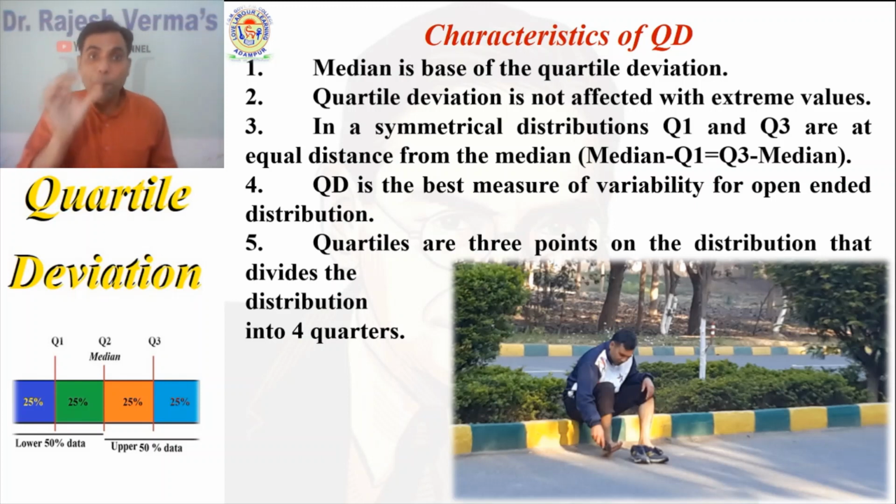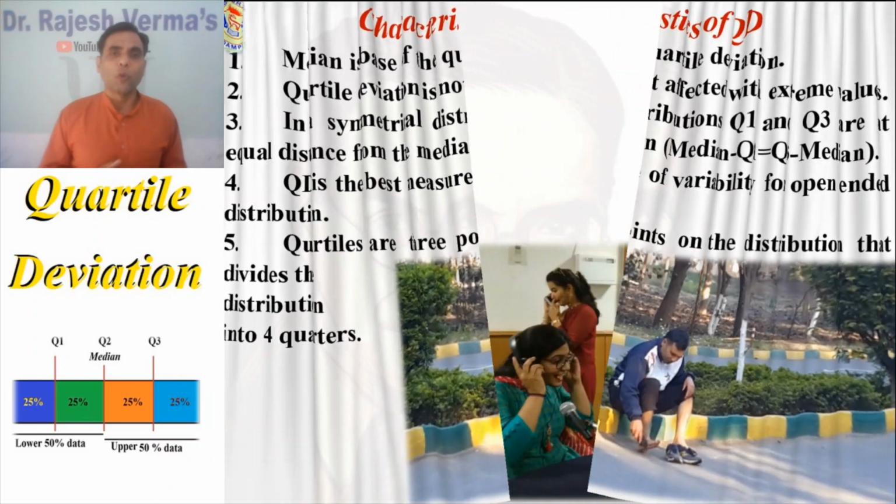So that is open-ended. If you want to measure the dispersion of such a distribution, the only measure is the quartile deviation, because, just refer to the second characteristic, it doesn't consider the extreme values. So for that reason, quartile deviation is the best and the only measure for data which has open-ended classes. The fifth characteristic: quartiles are 3 points on the distribution that divide the distribution into 4 quarters or equal parts.